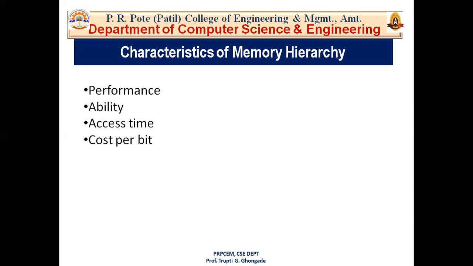So the memory hierarchy characteristics mainly include the following. First one is the performance, then capacity, access time, and cost per bit.